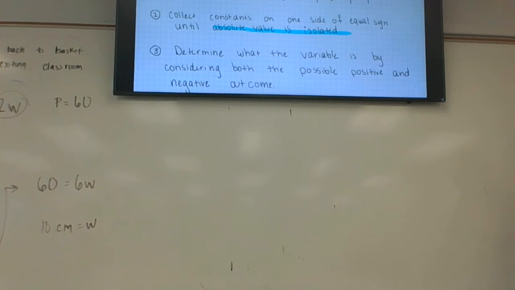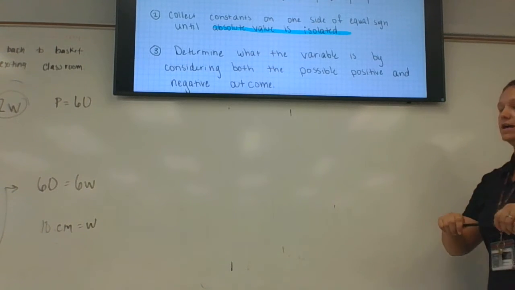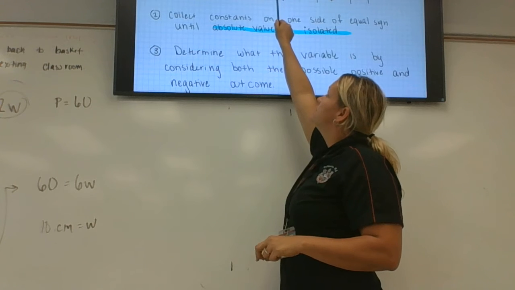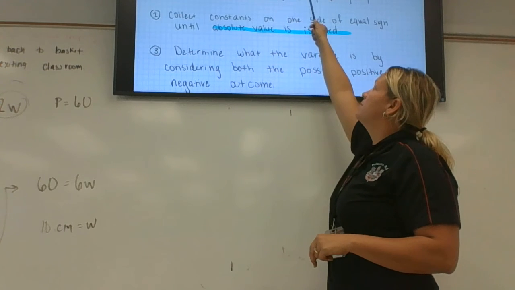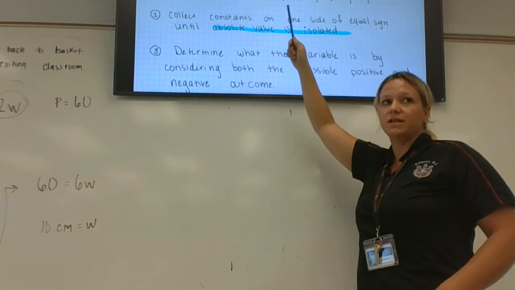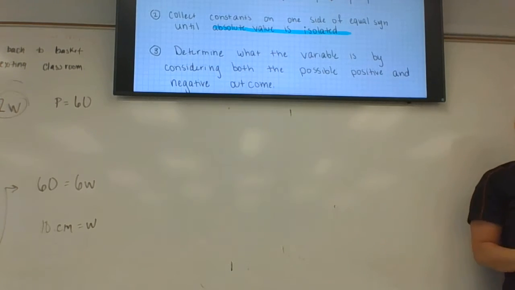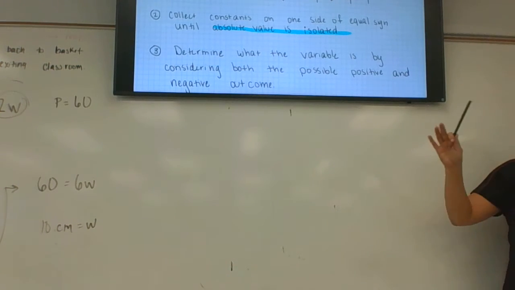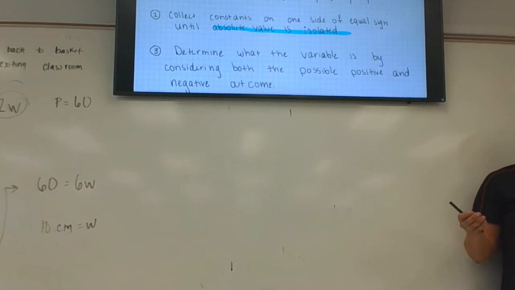Collect absolute value expressions on one side of the equal sign. Heads up, like expressions can be combined. So if I had 5 of these and I'm taking away 3 of them, I have 2 of them left. So you can combine like expressions like you combine like terms. So you try to get everything absolute value to one side of an equal sign.